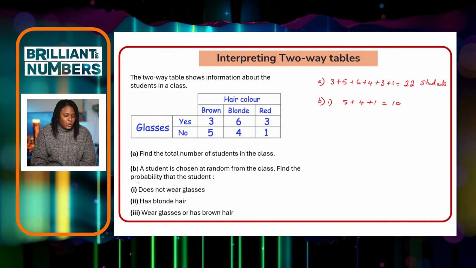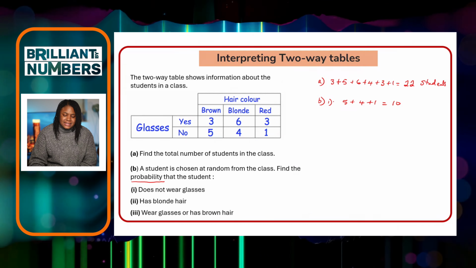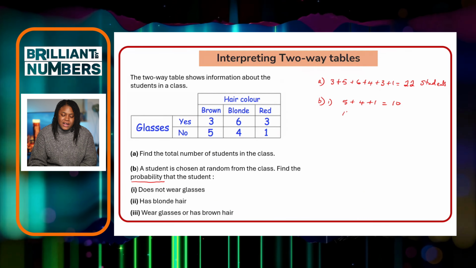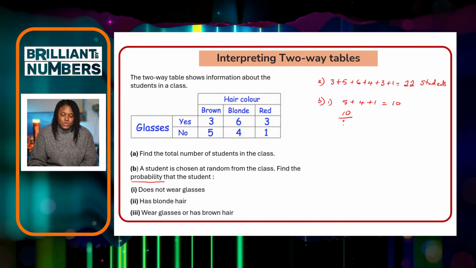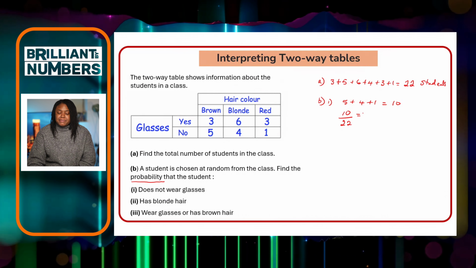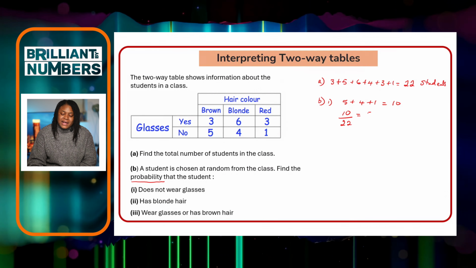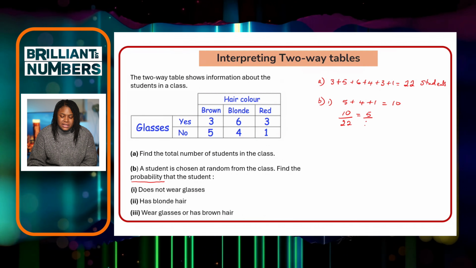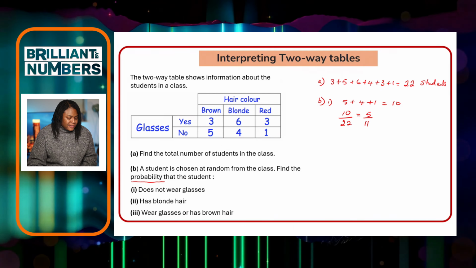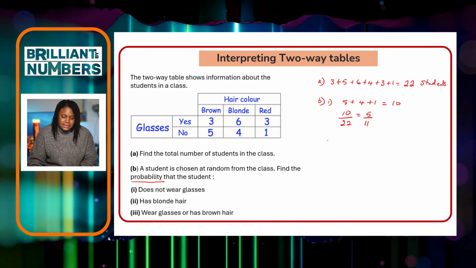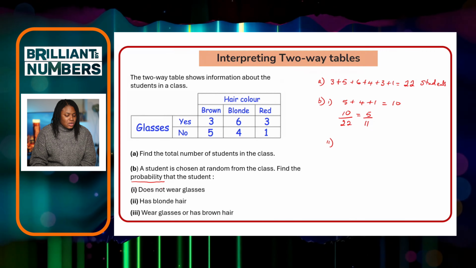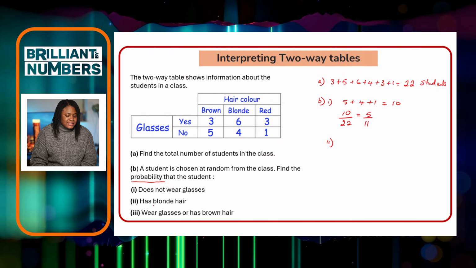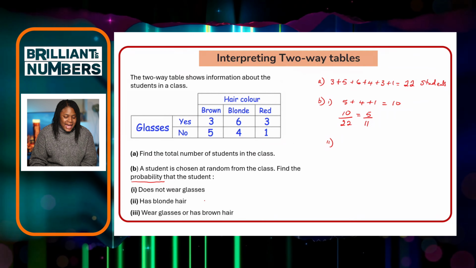But remember, the question asked me for the probability, so I've got to write that as a fraction. So it's 10 out of 22. Can be simplified. Half of 10 is 5 and half of 22 is 11. Final answer, 5/11. The second part of part B asks us, what is the probability that the student has blonde hair?